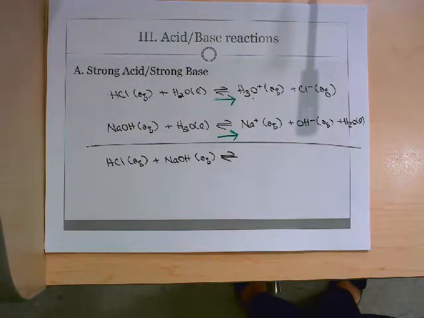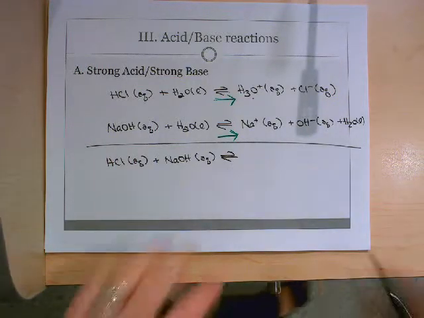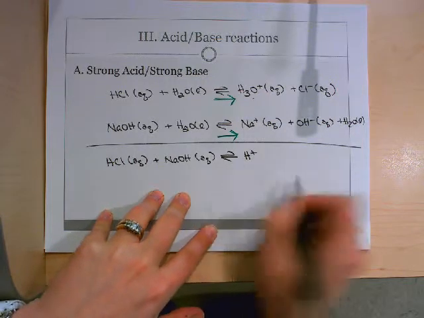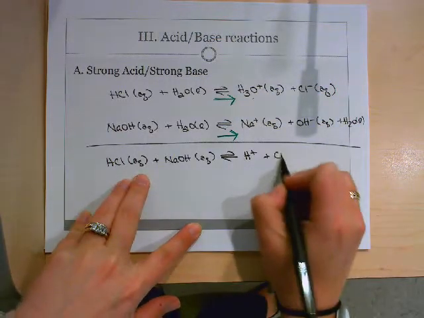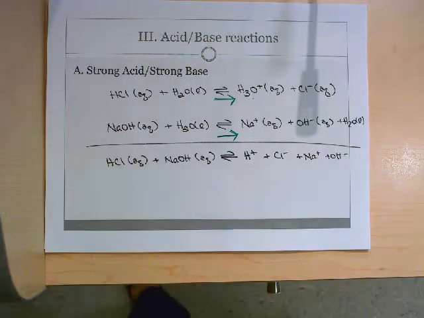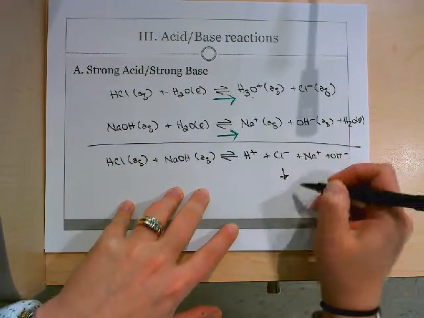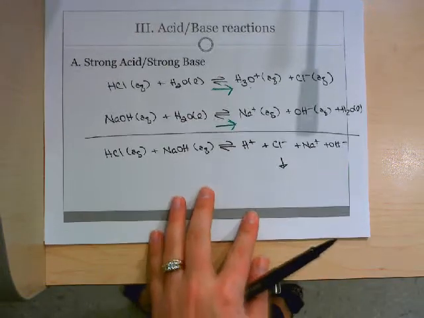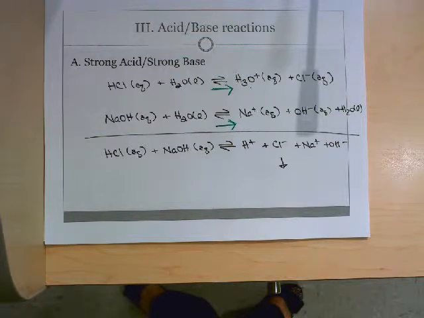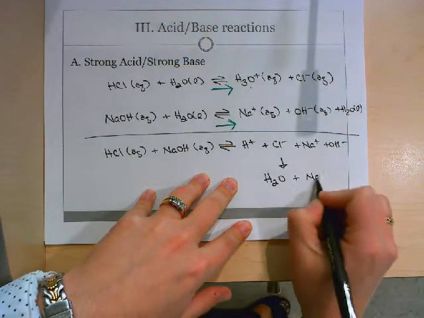Let's do it this way. What are the 4 ions they're going to break up into? What is one of the ions I should have on this side? I should have an H+. I should have what else? A Cl-, an Na+, and an OH-. Okay. What 2 products am I now going to make that are different from what I started with? One's going to be a water, and the other one's going to be a salt.